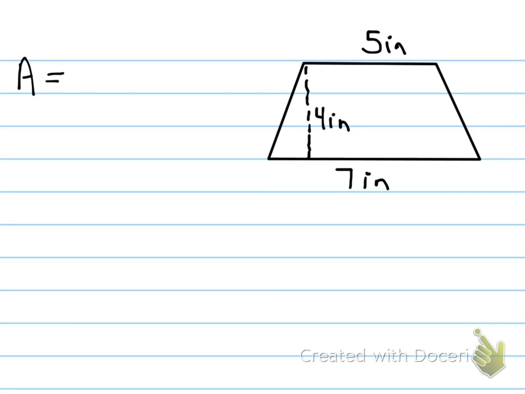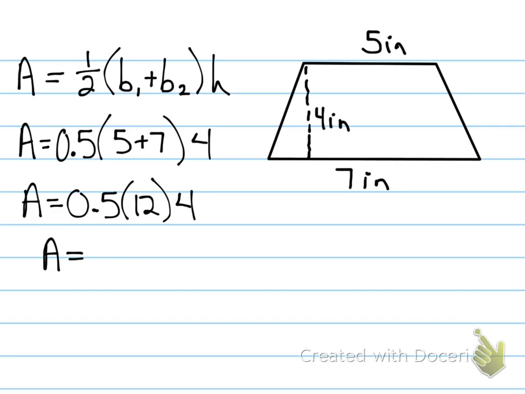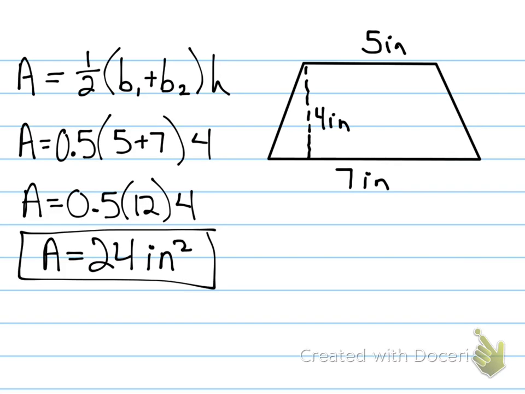All right, use your formula. Solve for the area. What is the area of this trapezoid? Okay, so A equals, say it with me, 1/2 base 1 plus base 2 times the height. So 0.5, which I like to use for 1/2, times 5 plus 7 times 4. What's 5 plus 7? 12. So half of 12 times 4 gives me 24. 24 inches squared. Did y'all get 24? All right, so that would be the area of a trapezoid.